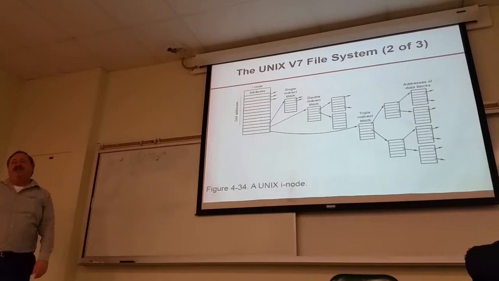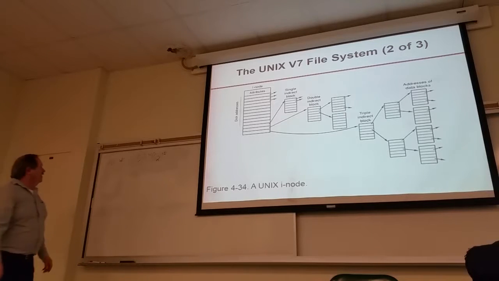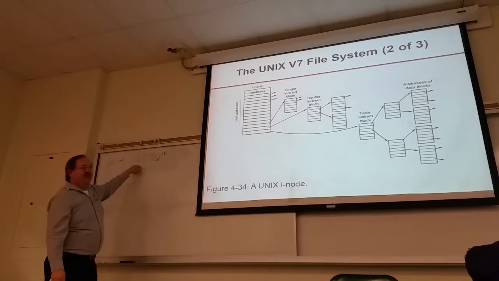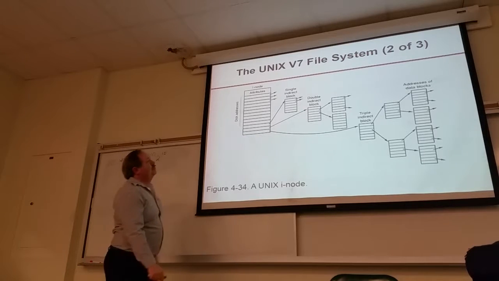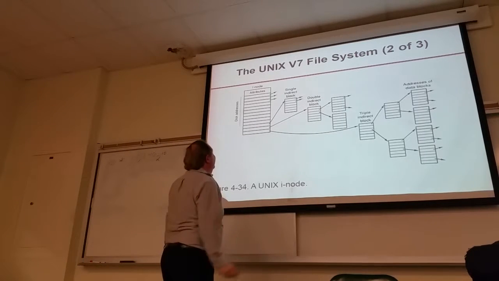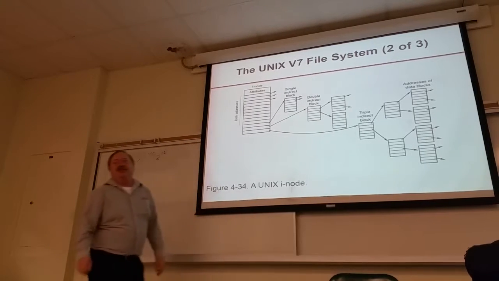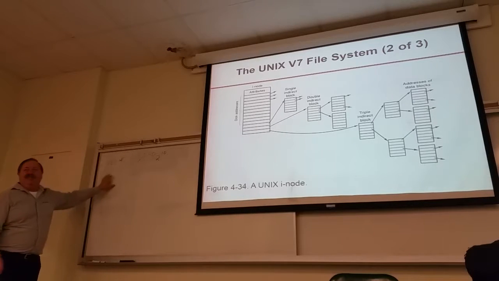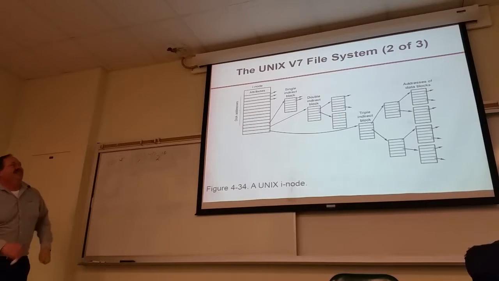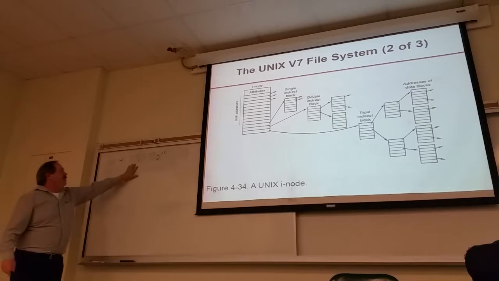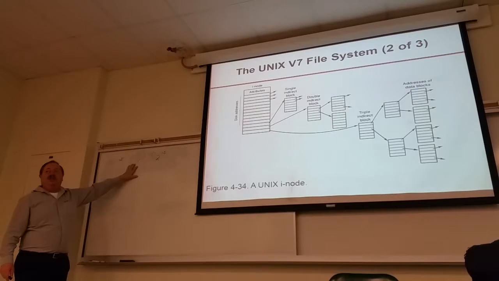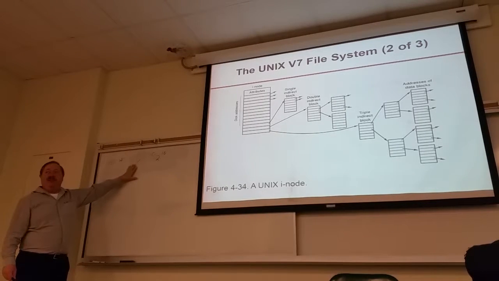1,048,576. 1024 times 10 is 10K. Thank you. So I use the simple number like 1024. It's easier to work with than 512, right? Okay, so I can create a 10K file using my first 10 direct addresses.